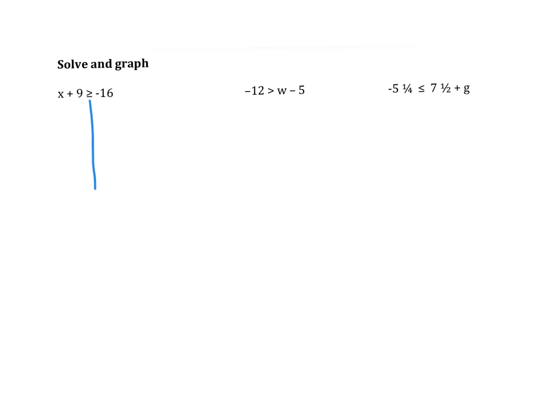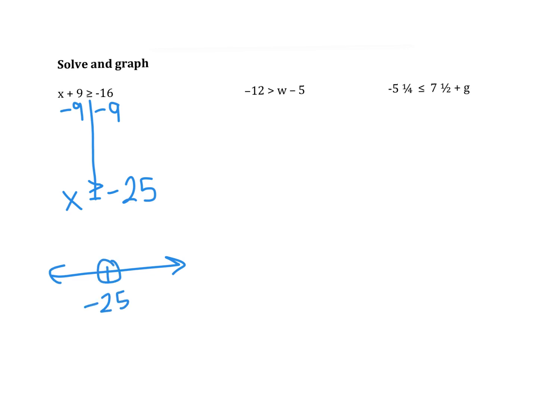So when we solve the one-step inequality, just like we did with an equation, the goal is to get the variable by itself. I would subtract 9 from each side. -16 minus 9 is -25, and that symbol just drops straight down and stays exactly the way it is. Then to graph that, I will put the -25 on the graph, circle the endpoint. I'm going to color in this endpoint because the symbol has the equals bar, and it says x is greater, and greater is always to the right.